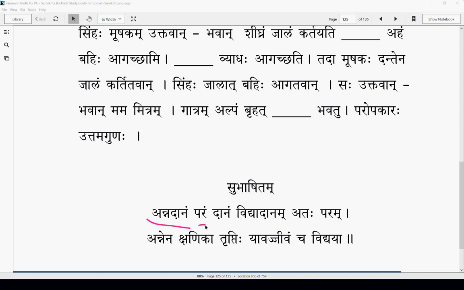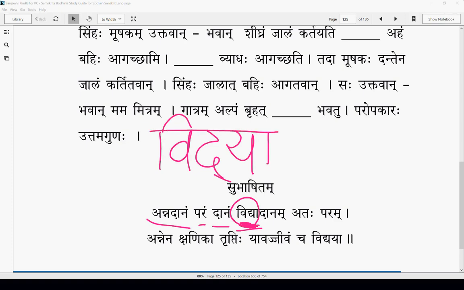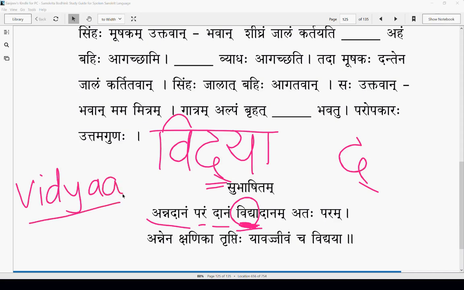And here we have annadanam param danam. And I'm seeing some difficulty here in pronunciation. So how do you say this one? Vidya. Here this is a consonant. If I write it using Roman, this is how I write it. There is no a between them, so these are to be pronounced together. So that's vidya. That particular combination of d and y always throws me. Yeah, vidya, correct, exactly.